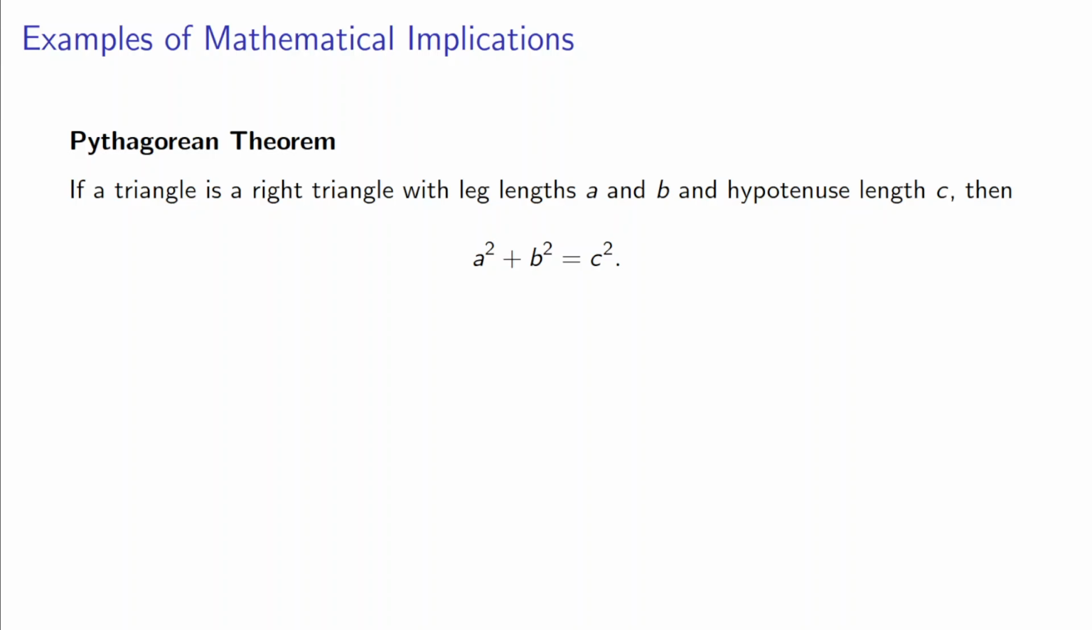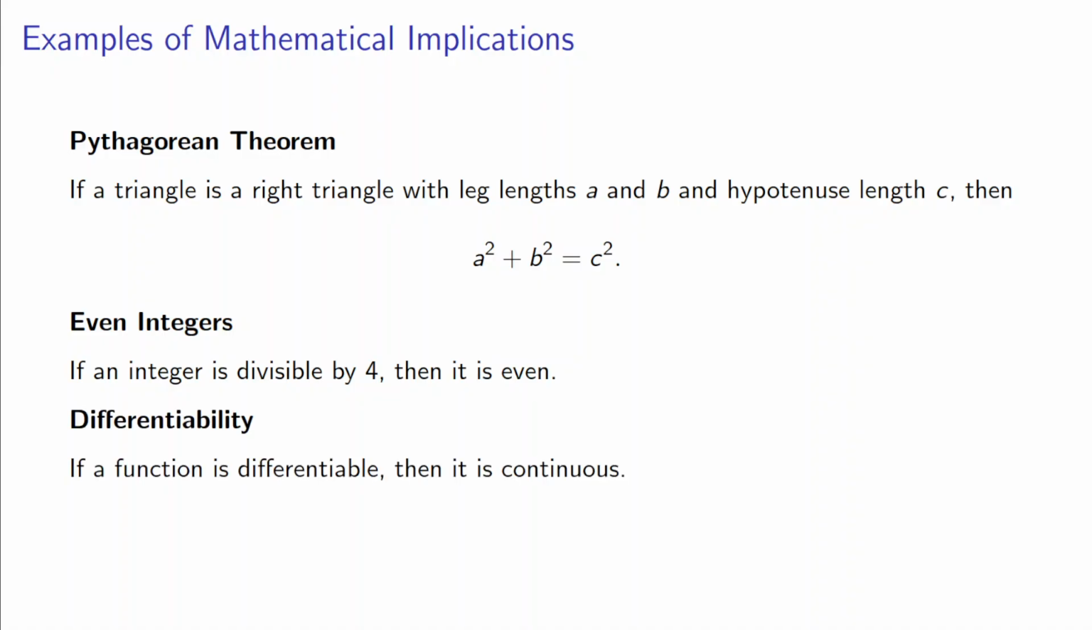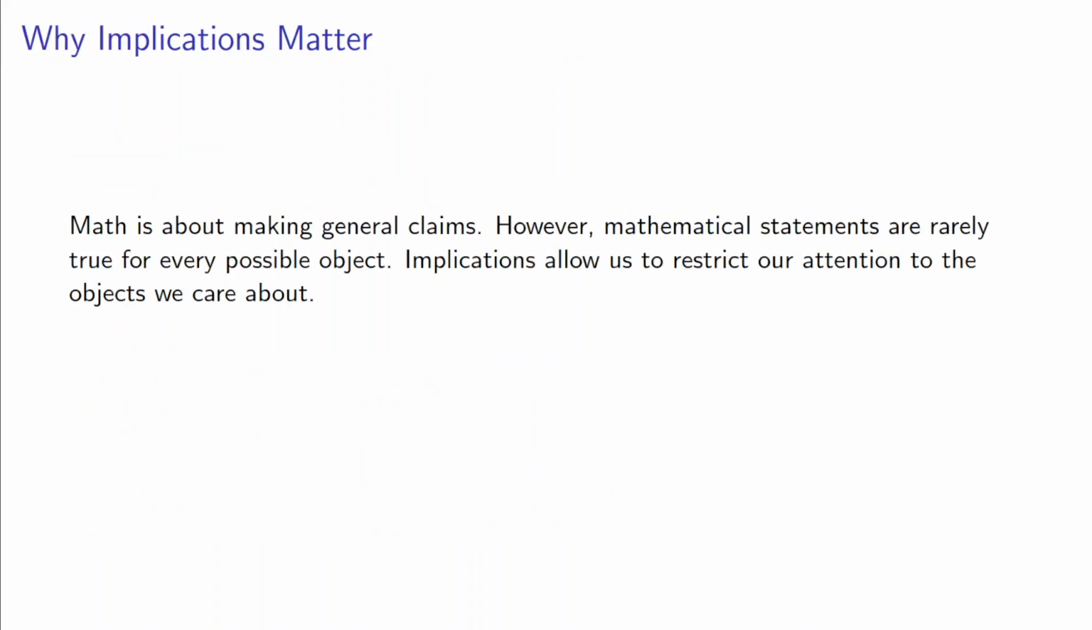Some examples of mathematical implications, again, some really famous theorems: the Pythagorean theorem, for example. If a triangle is a right triangle with leg lengths a and b and hypotenuse length c, then a squared plus b squared equals c squared. Something about even integers: if an integer is divisible by 4, then it is even. And something from calculus about differentiability: if a function is differentiable, then it is continuous. Most mathematical theorems are implications. So all of these are implications, as are most mathematical theorems. So a really important structure for us to be comfortable with.